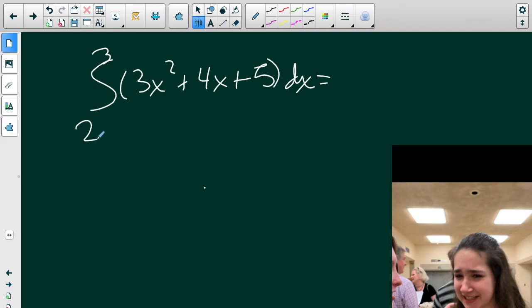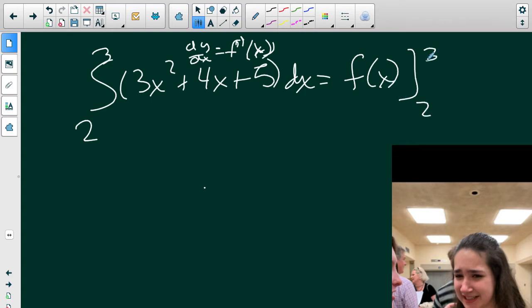And according to the fundamental theorem of calculus, if this is the derivative, dy over dx, it's f prime of x. When I integrate it, I will get f of x from 2 to 3. Okay? So using the first fundamental theorem of calculus, I actually have an algebra problem. Let's keep going.